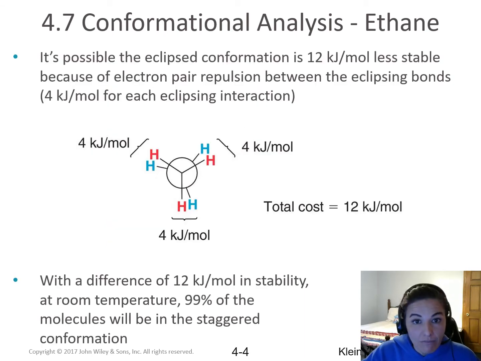The eclipsed conformation is 12 kilojoules per mole less stable because of electron pair repulsion between the eclipsing bonds. Okay, now again, we have 3 sets of carbon-hydrogen bonds that are eclipsing, so that would be 4 kilojoules per mole for each eclipsing interaction. With a difference of about 12 kilojoules per mole in stability at room temperature, this means that approximately 99+% of the molecules will be in the more preferred staggered conformation.